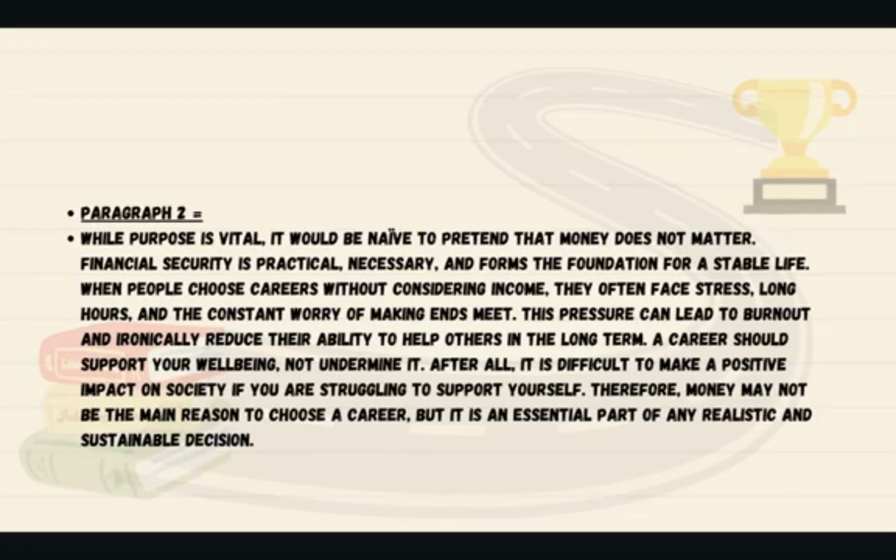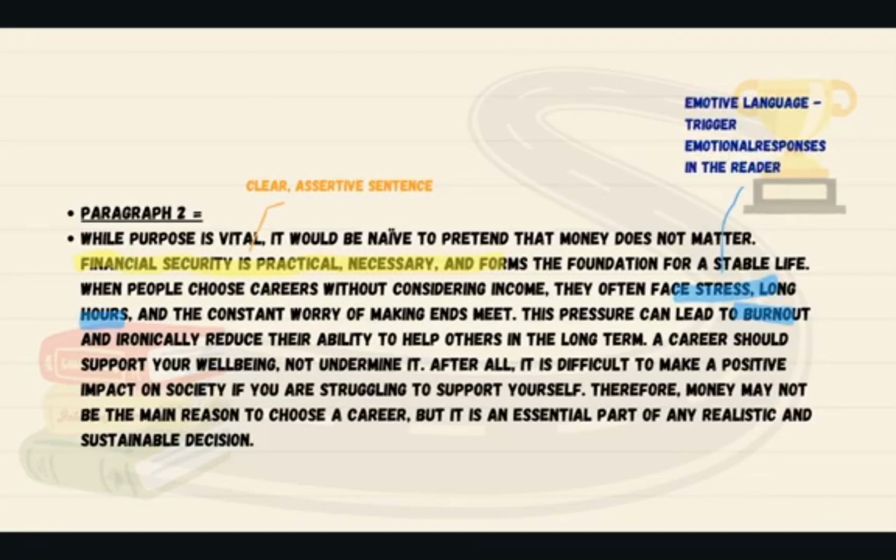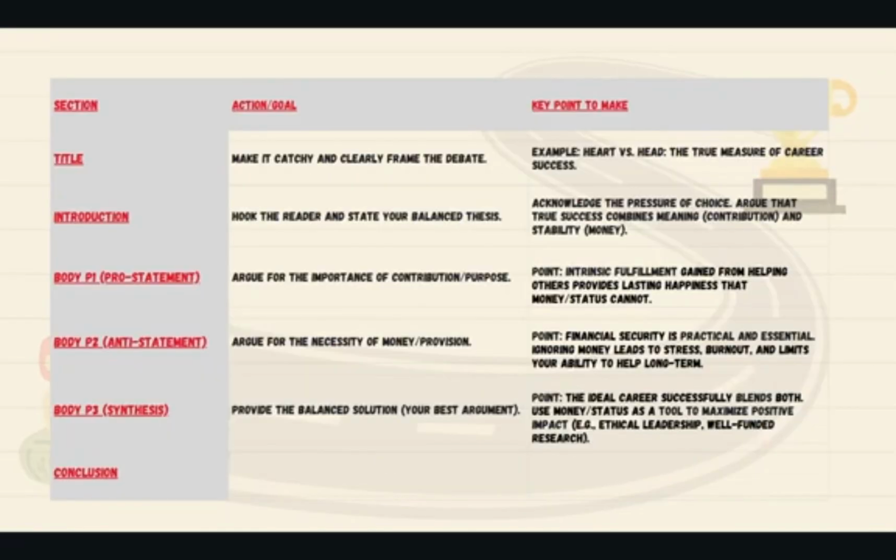Here in the yellow quote, we have a clear, assertive sentence. In the blue, "face stress, long hours, and burnout," we have an example of emotive language, which can trigger emotional responses in the reader. In pink, "the ability to help others in the long term" is an example of forward-looking reasoning. And the next paragraph is going to be a synthesis where we provide the balanced solution, and it's going to be our best argument here.